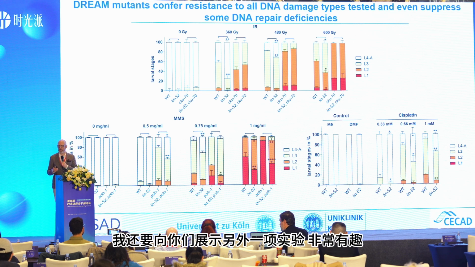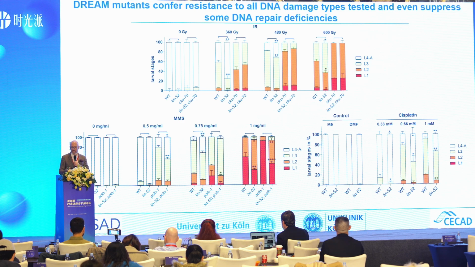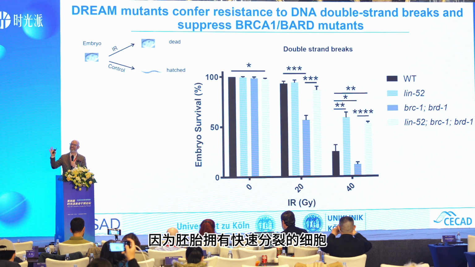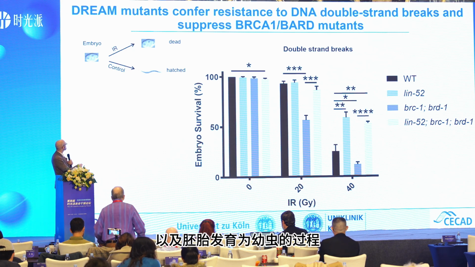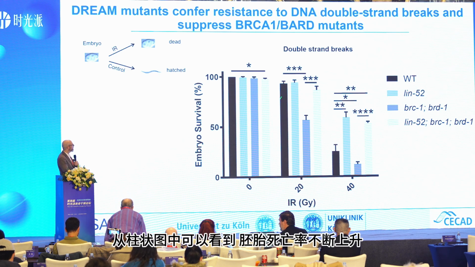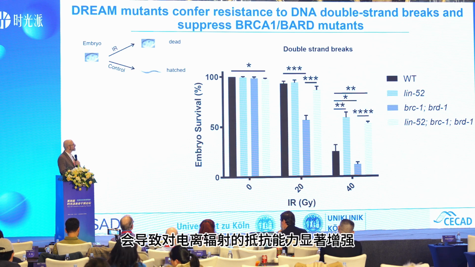Then we did one experiment I want to show you that really intrigued us. Here we always used larvae that are mostly post-mitotic. Here now we use embryos, and embryos have some of the most rapidly dividing cells. Most replications in the most rapid amount of time are pursued in the embryo to then form a young larva. But when we apply ionizing radiation, causing double-strand breaks, the embryos die. And we see this in the solid graphs, that there's an increasing death of the embryo after ionizing radiation. A mutation in LIN52 inactivating DREAM leads to a significant resistance to the ionizing radiation.